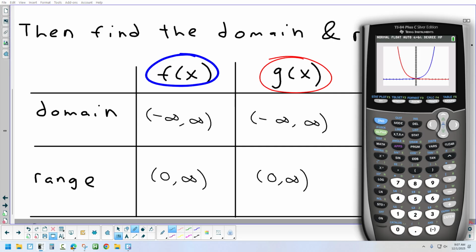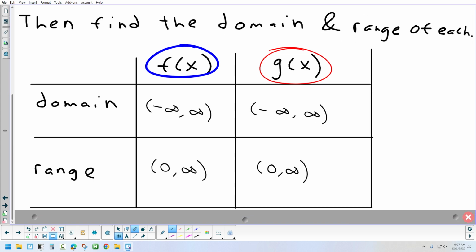So they do look different, but they each have the same domain and range. The one in blue is what we call exponential growth, and the one in red is exponential. Anybody know the other term? It's the opposite of growth. Decay. Yep. Exponential decay. But they're both exponential.